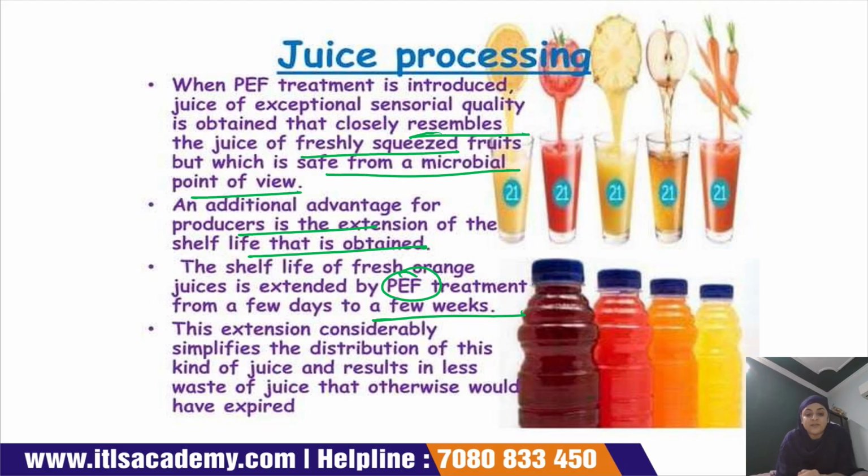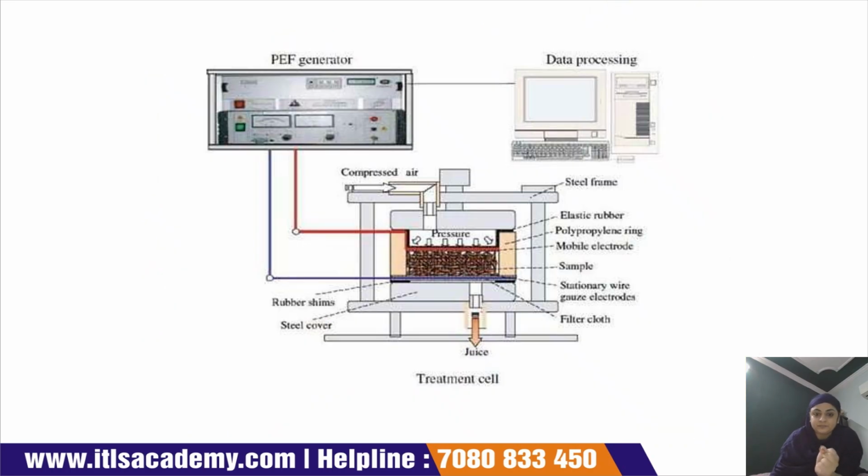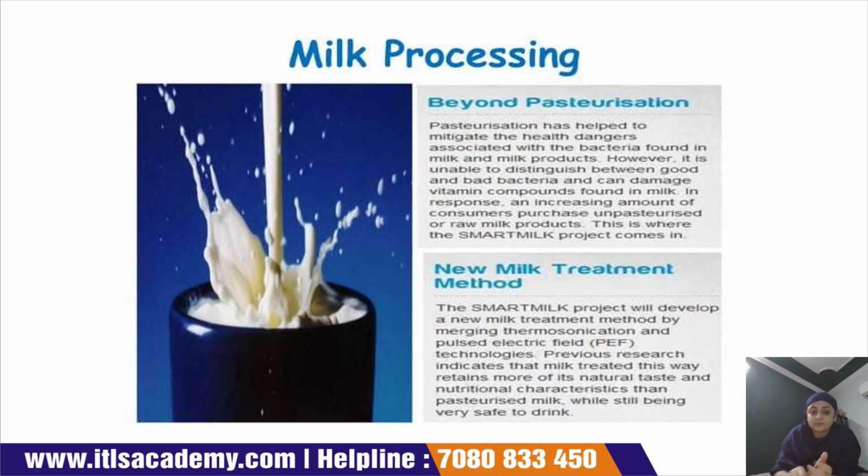This extension considerably simplifies the distribution of this kind of juice, which results in less waste of juice that would otherwise have expired. Okay, if we don't apply this, then the wastage is higher because the juices expire. But when it passes through the pulsed electric field, its shelf life increases, and the waste of the juice also decreases. So this is the treatment plant.